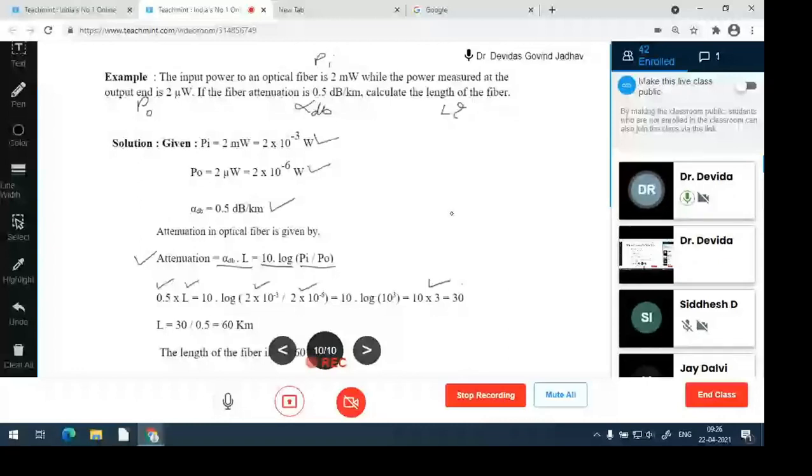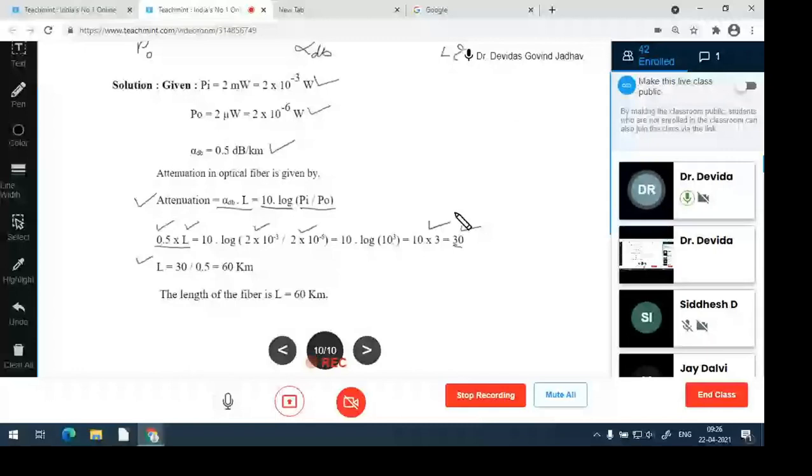So 10 into 3 is 30. 0.5 into L is 30. So what is L? 30 divided by 0.5 comes out as 60 kilometer. After 60 kilometer, when we launch the 2 milliwatt, it remains after loss as 2 microwatt.